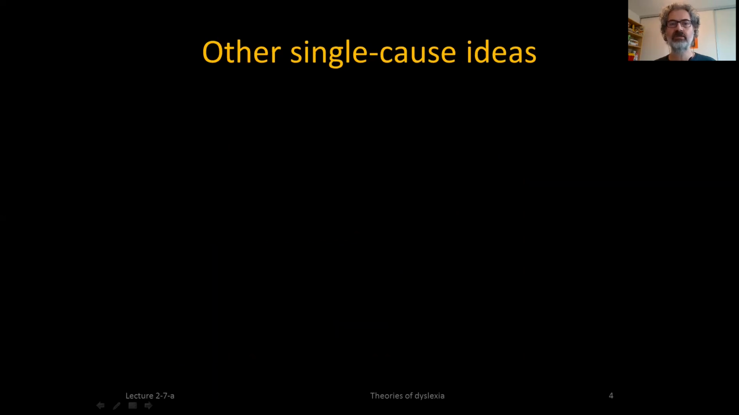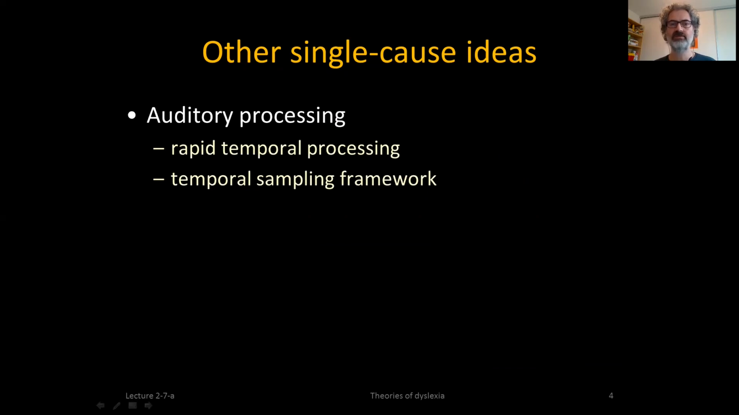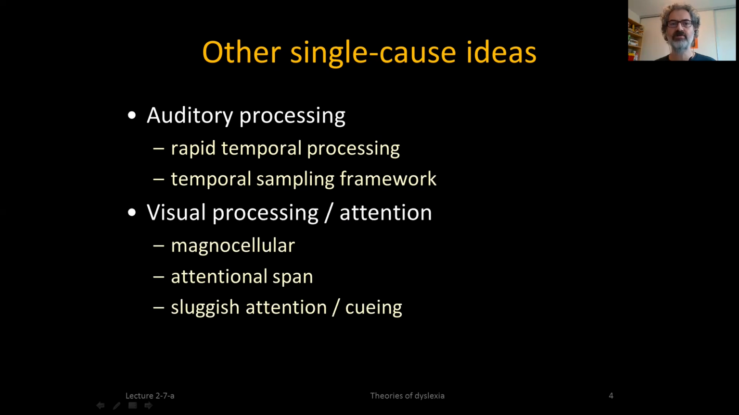In searching for single causes of dyslexia, many researchers have proposed a very wide range of ideas. Some of them concern auditory processing, so the way our hearing, our sound processing system works. This includes the rapid temporal processing hypothesis or the temporal sampling framework. Other researchers have proposed fundamental deficits in visual or attentional processing. And you may hear about the magnocellular theory of dyslexia, the visual attentional span hypothesis, the sluggish attention or cueing hypothesis, and a whole bunch of other ones.